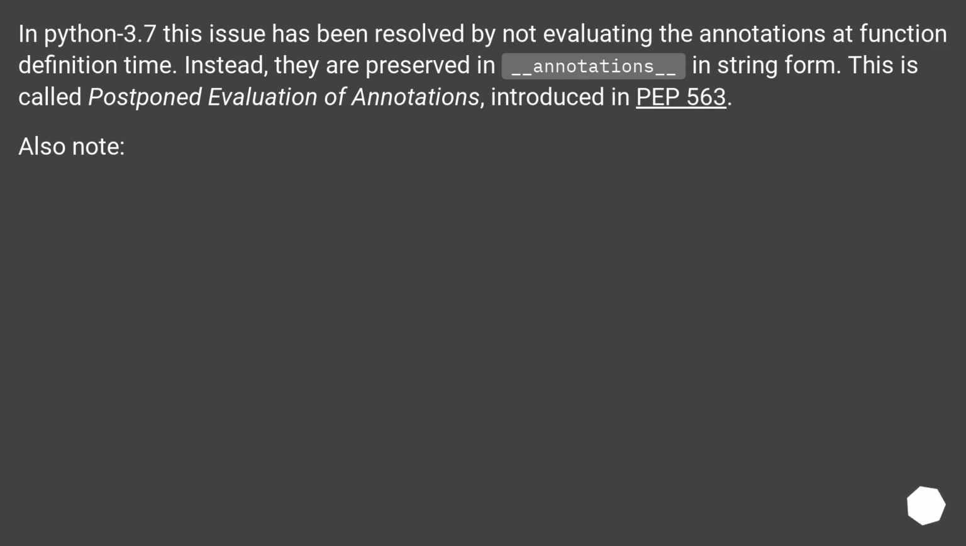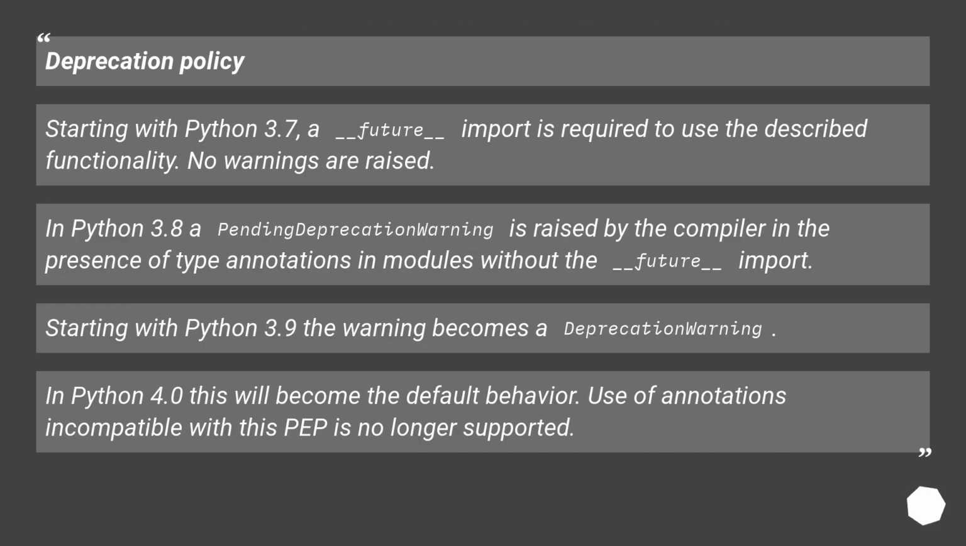Also note: deprecation policy starting with Python 3.7, __future__ import is required to use the described functionality. No warnings are raised. In Python 3.8 a pending deprecation warning is raised by the compiler in the presence of type annotations and modules without the __future__ import.